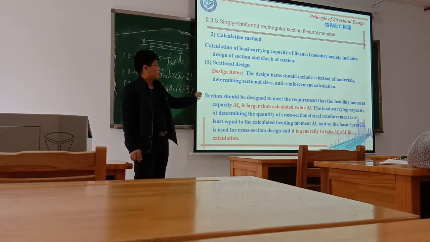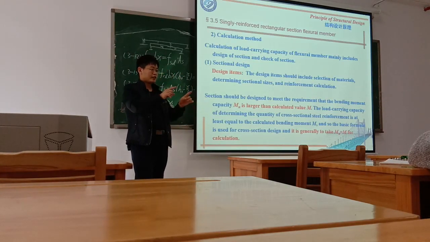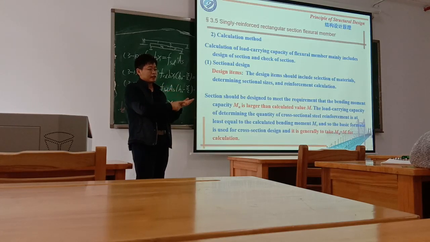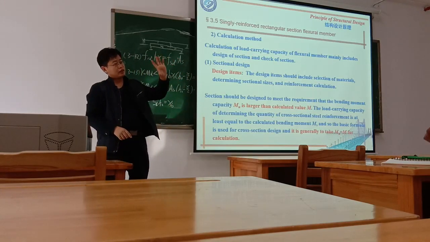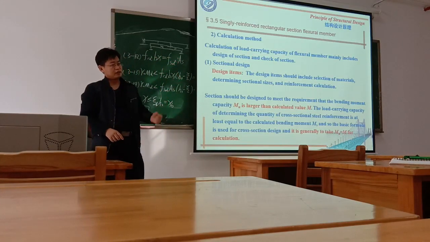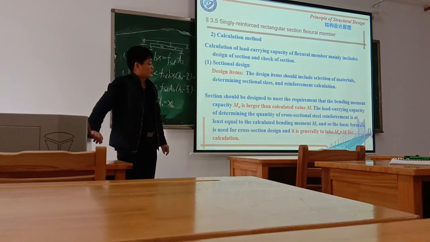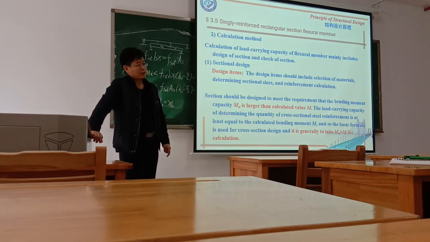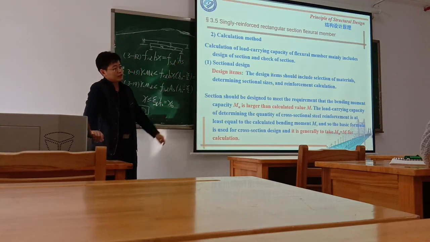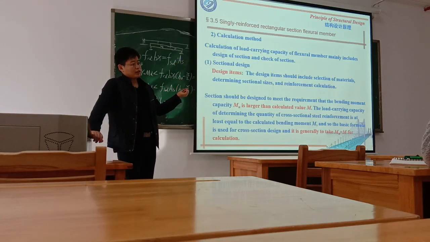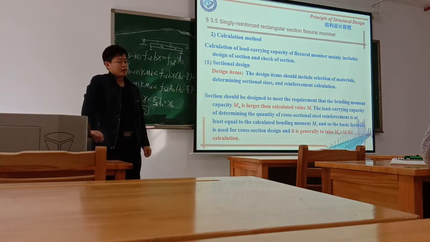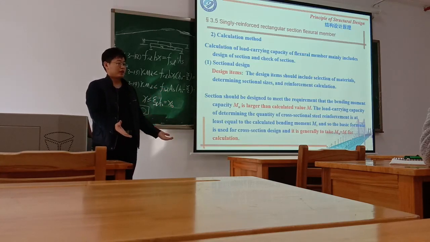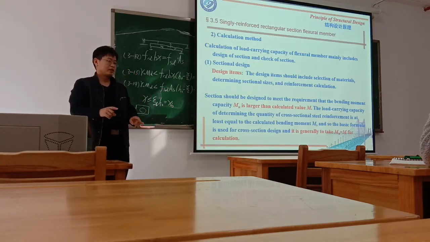So the first step, you need to determine the section: the shape of the section and the size of the section. If you use a T-shape or a rectangular beam, you should determine the width, the height, the thickness of the plate. And then, of course, the material. You should determine what material, C40, C50, something, and the reinforcement, HRB335 or something like this. Once you know what materials you can use, determine the size of the section.